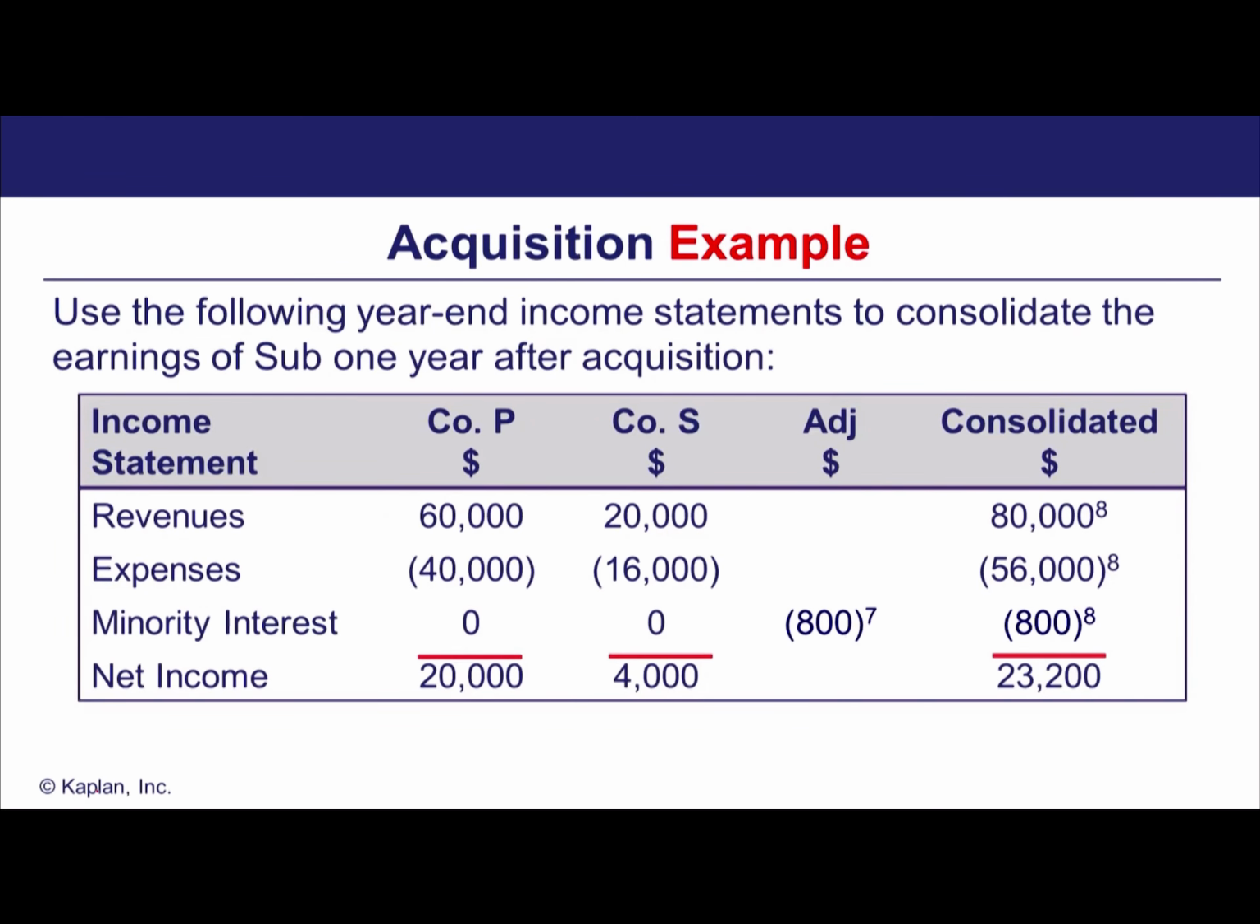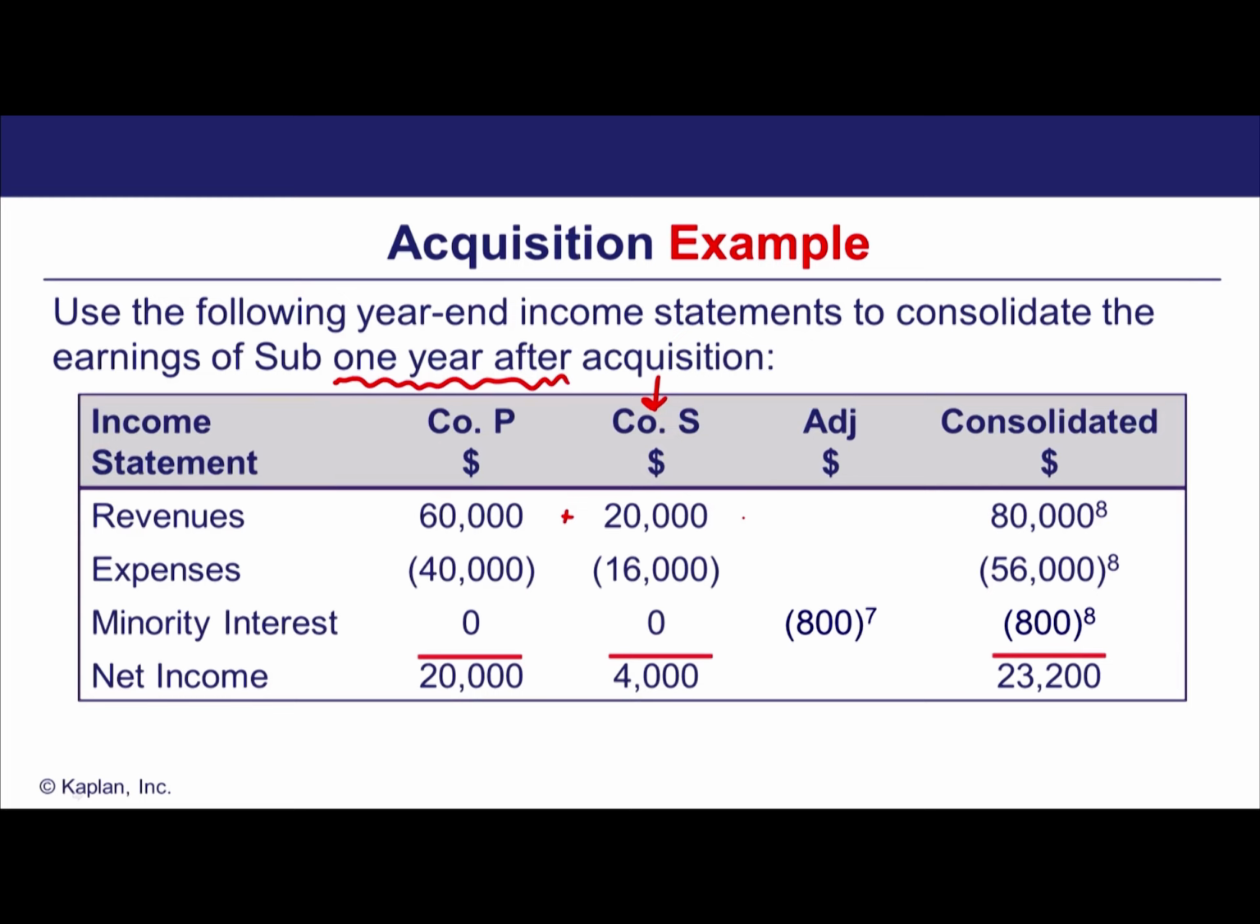Okay, so let's have a look at our example. Use the following year-end income statements to consolidate the earnings of sub, and look, there you go, 1 year after acquisition. And of course, we've got that statement in there to indicate that all of these items in our subsidiary are post-acquisition and not pre-acquisition. Now, of course, what we're going to do is we're simply going to add across the revenues, so 60,000 in the parent, 20,000 in the subsidiary, giving us a consolidated figure of 80,000 in the group accounts.